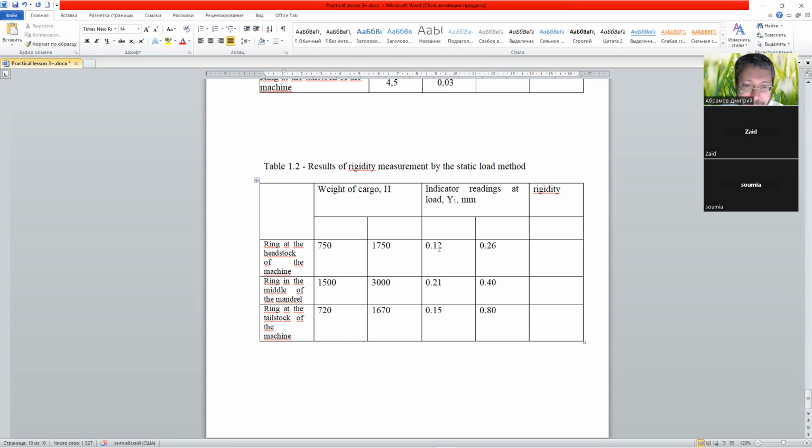And delta Y will be equal to 0.26 minus 0.12. And you can calculate the rigidity by the formula 1.11 for all three rings. And it's the static load method to calculate the rigidity of the lathe. Please use this method too.